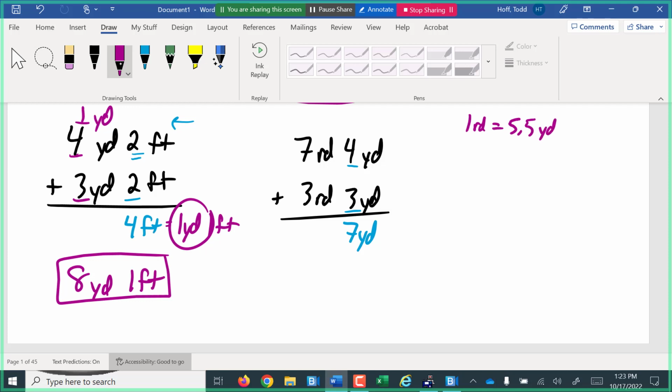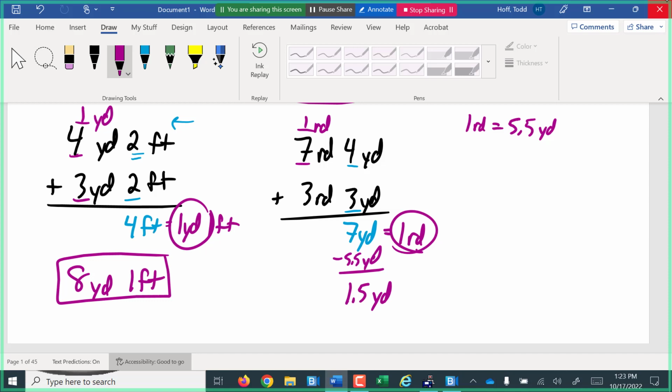You're thinking feet, and a chain would be 66. 1 rod is 5.5 yards. So 7 yards is bigger than a rod. That's 1 rod with how many yards left over? Well, 7 minus 5.5 is 1.5. So 1.5, and then we carry the 1 rod.